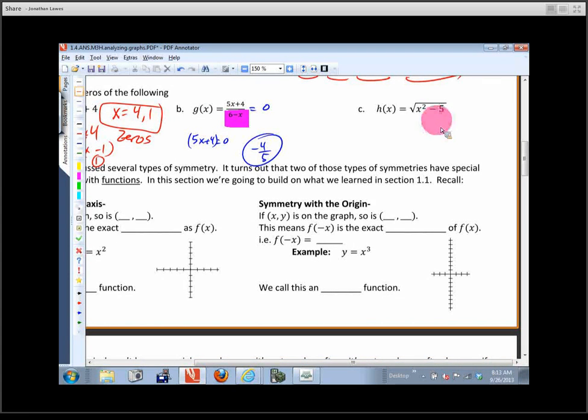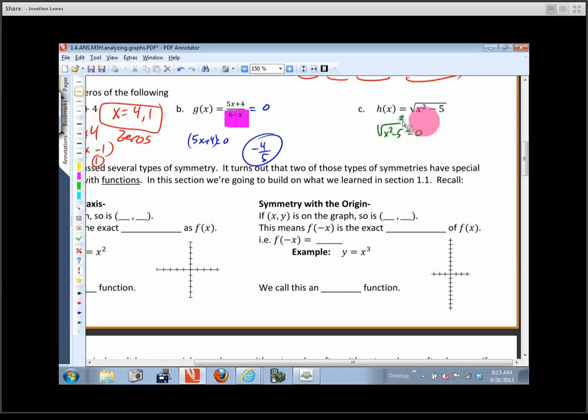What would make this equal to 0? Any ideas? Well, you literally set it equal to 0, right? So I'm going to take the square root of x squared minus 5 and set it equal to 0. I want to get the x by itself, but right now it's underneath the radical. It's underneath the square root. So what am I going to do? I'm going to square both sides.